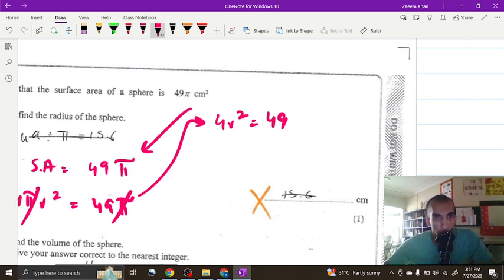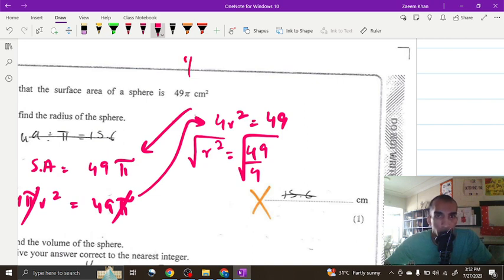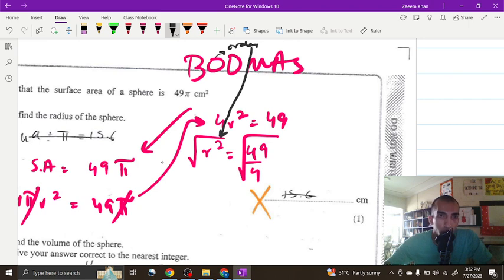Then you divide it. We divide both sides by 4 because we're trying to get rid of the 4. And then we take square root on both sides. That's how we get rid of the order. What does the O stand for in BODMAS? Order. Order stands for this number at the top. Now what's the square root of 49?